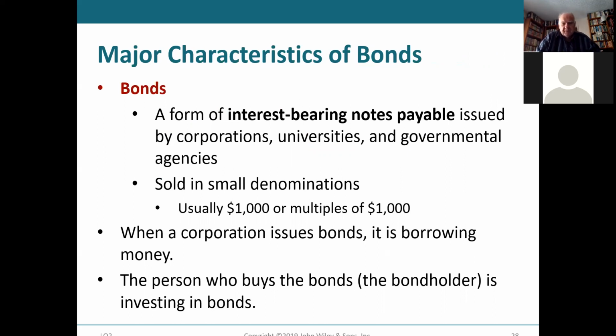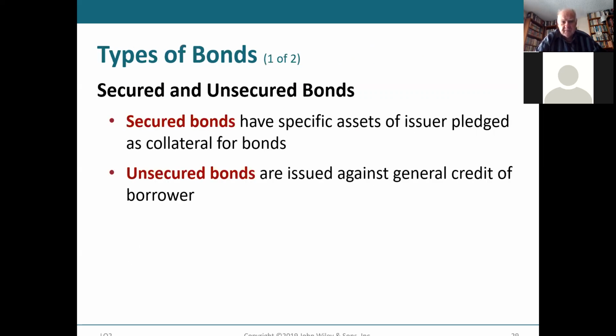It's an IOU. It's an interest-bearing note payable issued by companies, universities, governmental agencies. They can be sold in small denominations, or they can be sold in big. When a company issues bonds, it's borrowing. The person who buys the bond, the bondholder, is investing in bonds, okay? In this chapter, we're the ones borrowing the money.